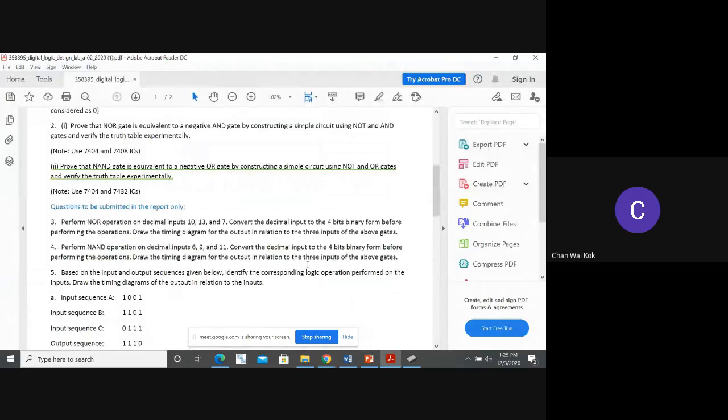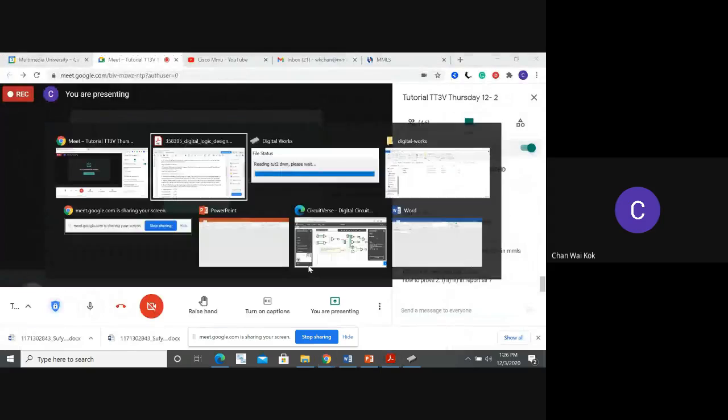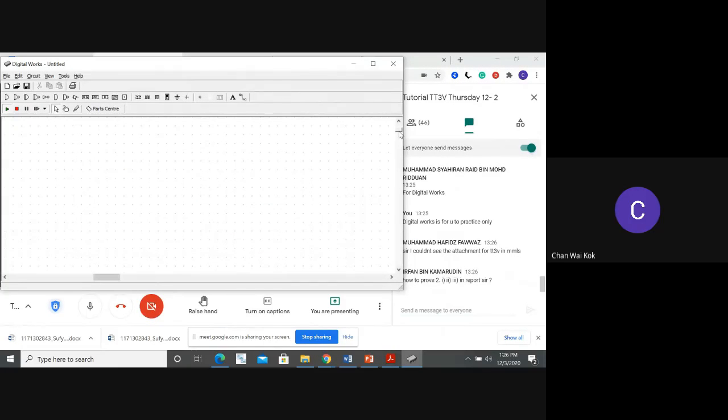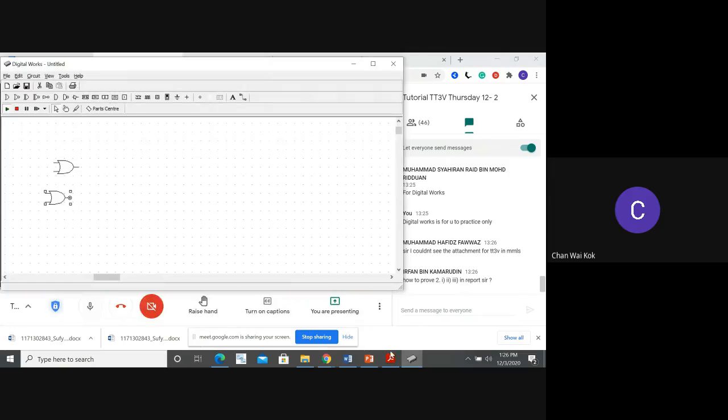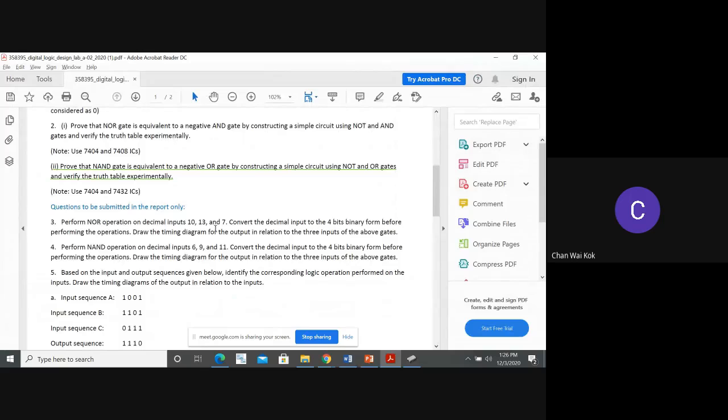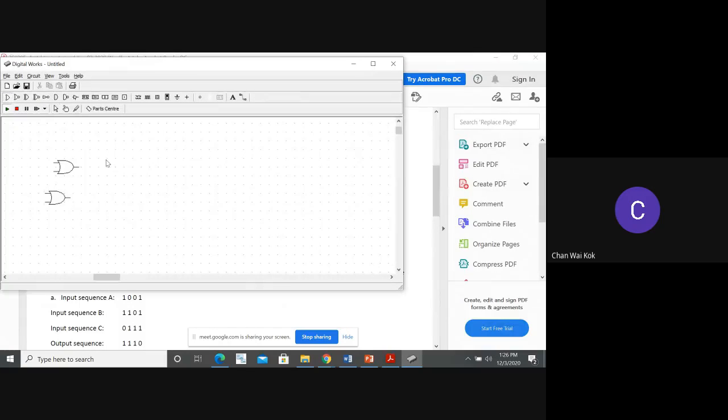Okay. Now question number 3. Perform a NOR operation on decimal input and convert the input to 4-bit binary before performing the operation. Okay, and draw the timing diagram. So the NOR operation, NOR is a not OR. Not OR. So you have like this.